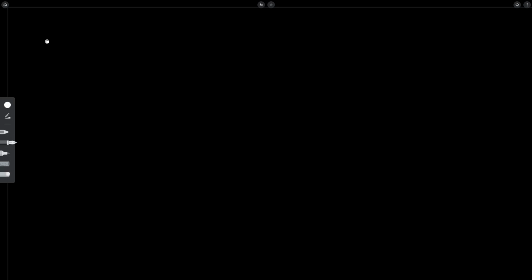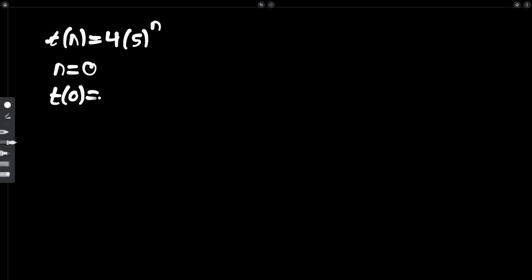So we have t of n equals 4 times 5 to the n. The first 3 terms of this, you'd usually start at n equals 0. So the first term here is t of 0 equals 20, because plugging 0 here, no, not 20. 4. Because 5 to the 0 power is 1, and 4 times 1 equals 4. So the first term is 4.